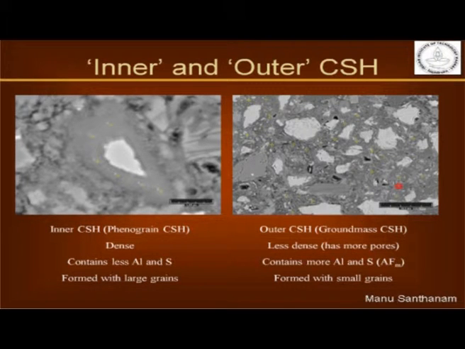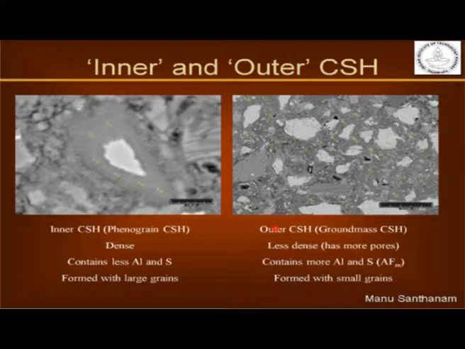Sometimes your calcium silicate hydrate forms in two different types, okay. Sometimes it forms right outside your grain, or sometimes it forms away from the cementitious grains. When it forms right outside the grain, as shown in the left side image, it is called inner CSH, and when it is formed slightly away from the grain, as shown here in the dark gray phases that are surrounding these grains, it's called the outer CSH, okay.